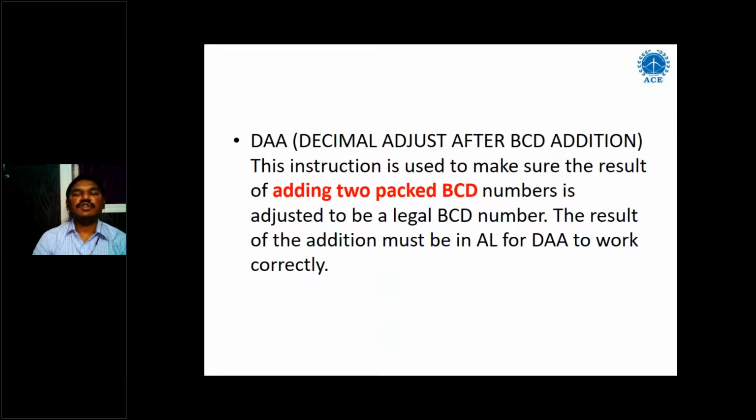This instruction is used to make sure the result of adding two packed numbers is adjusted to be a legal BCD number. The result of the addition must be in AL for DAA to work correctly. The result will be stored in the AL or AX register. Sometimes if you don't have much knowledge of BCD numbers, after addition or subtraction, if you put DAA or DAS or AAM or AAD, then that will be adjusted to the proper BCD number.